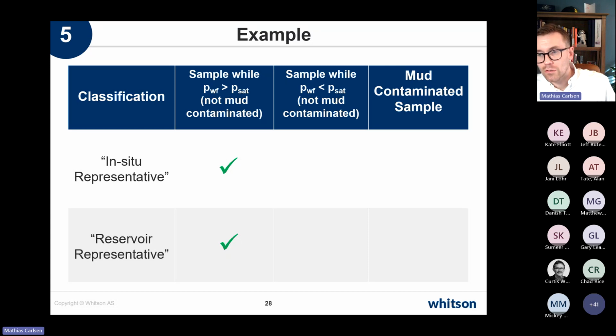If the sample is collected while the bottom pressure is below the saturation pressure, and the GOR started to rise, obviously that sample is not in situ representative, but it's still reservoir representative. And the only way to make it neither in situ representative nor reservoir representative would be to have some mud contamination. So some components that you bring into the mix that weren't there originally or naturally in the reservoir.